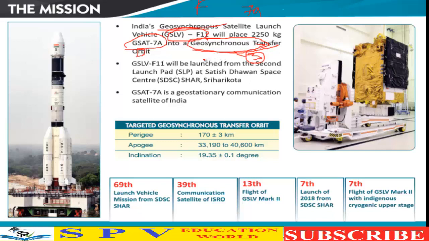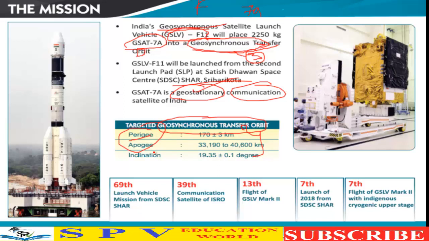So wait and see here, friends, it is launched from the second launch pad of SDSC, which means Satish Dhawan Space Centre SHAR, Sriharikota. And GSAT is a geostationary communication satellite. Why are communication satellites always launched in a geostationary orbit? These are also questions which will be solved. In the geosynchronous transfer orbit, the perigee is 170 plus or minus 3 kilometers and the apogee is 33,190 to 40,000 kilometers. Why is it given? What are perigee and apogee? Why do they exist here? These questions also will be solved, my dear friends.